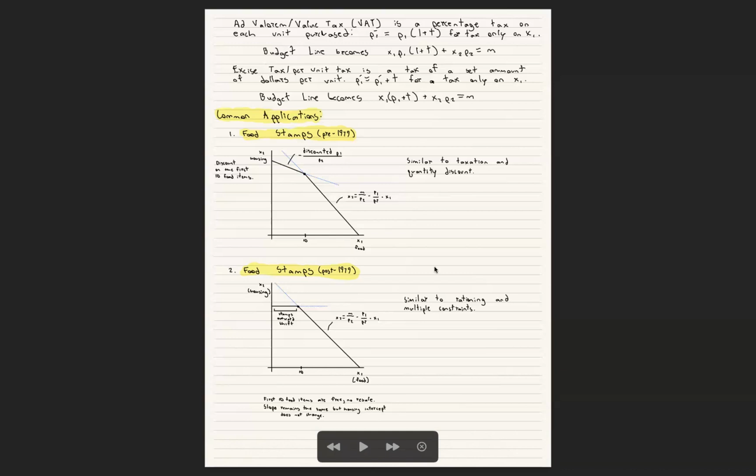But if you're looking at the post-1979 case, which is just going to be similar to rationing and multiple constraints, you'll see that the stamps shift outward, and we're just moving this curve, again, the same exact formula is just being shifted outwards because you get this amount right there. And again, that's the trade-off between housing and stamps, because the first 10 food items are free and you can't resell them. If you can resell them, you might see a problem with that. It changes everything. And the slope will remain the same, but the housing intercept does not change.